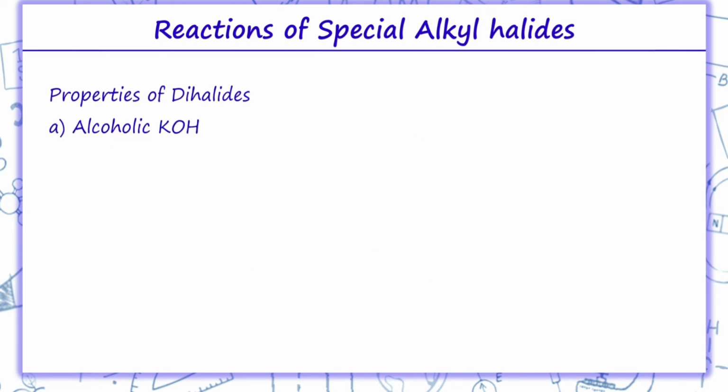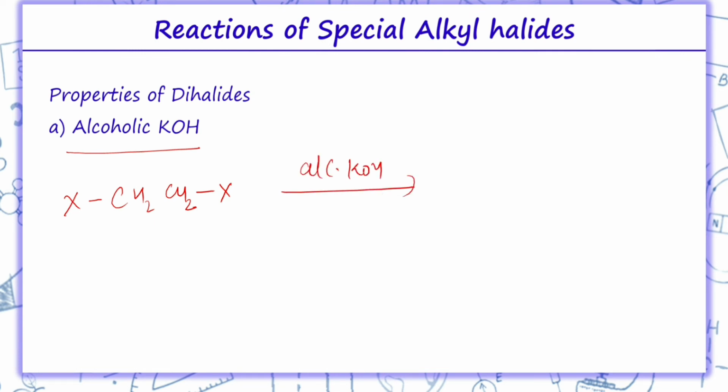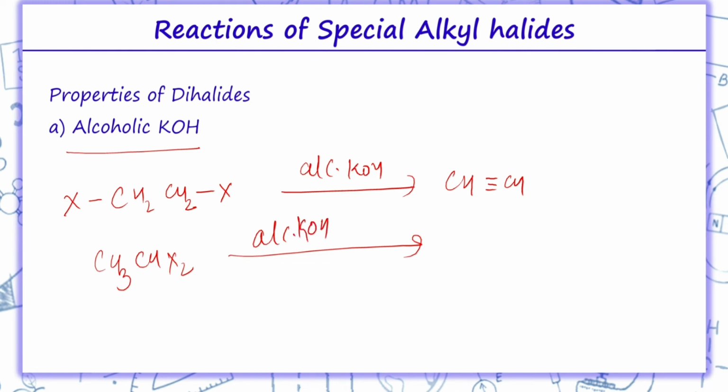Now coming on to the properties of these dihalides. So first is with alcoholic KOH. So let's suppose we have gem dihalide CH2X. So when it reacts with alcoholic KOH, it involves elimination of hydrogen and halogen. So thus we will get over here alkyne. Similarly, if we have gem dihalide CHX2 on reaction with alcoholic KOH, it again involves the removal of HX. So again we will get alkyne.